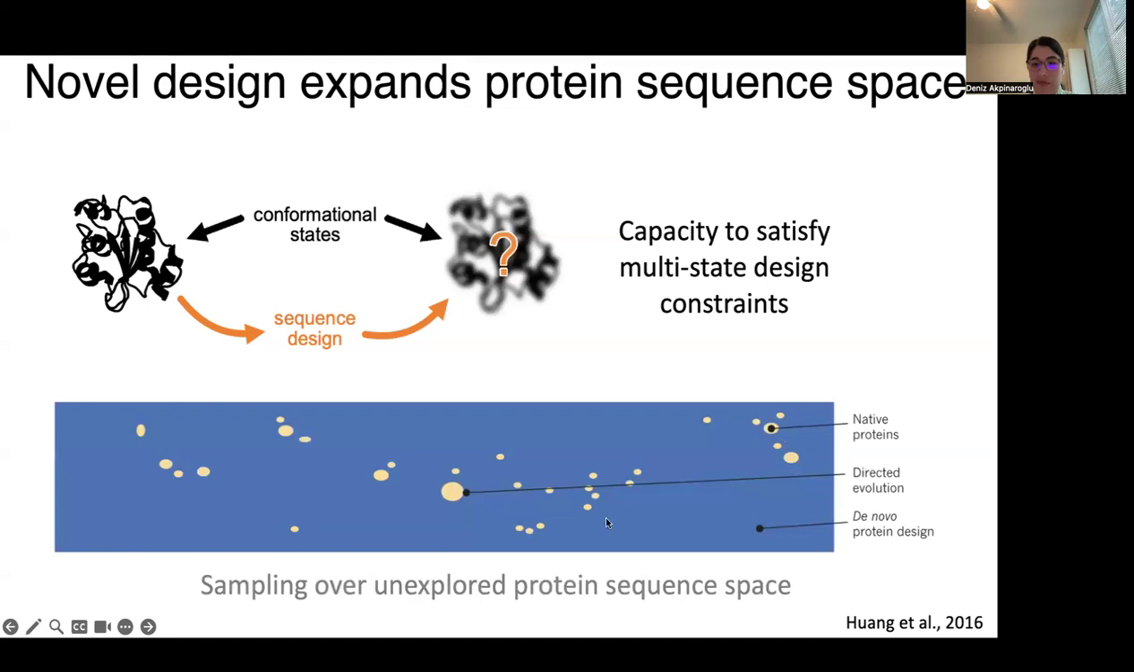And this figure essentially shows where we can design de novo proteins and step outside of the native and what directed evolution makes possible. It's also interesting to do this for proteins where their function is not necessarily folding, but something maybe a little bit more complicated.